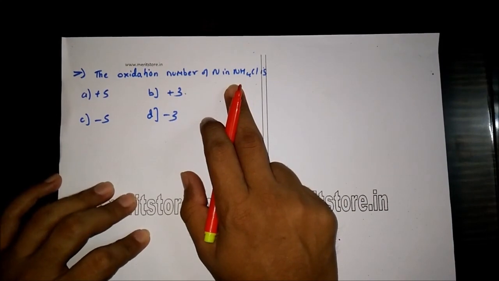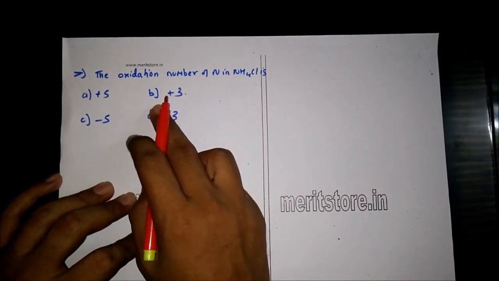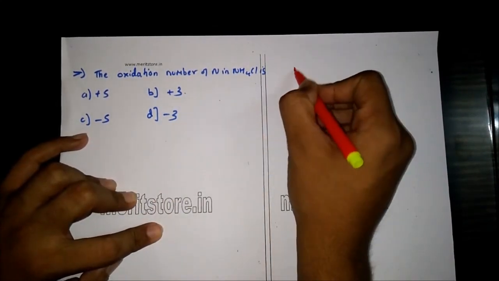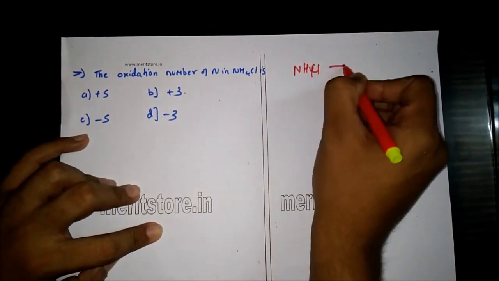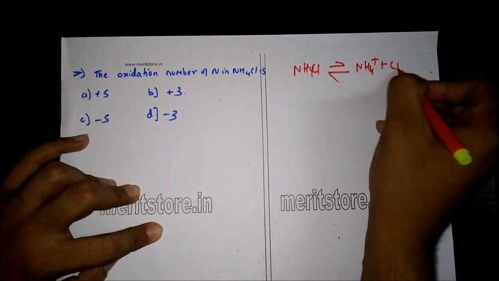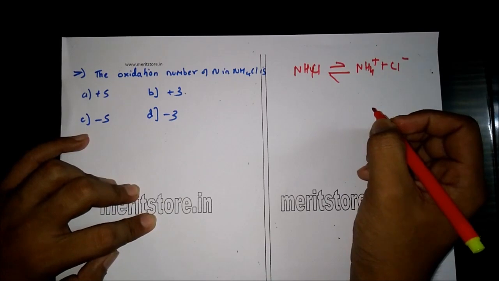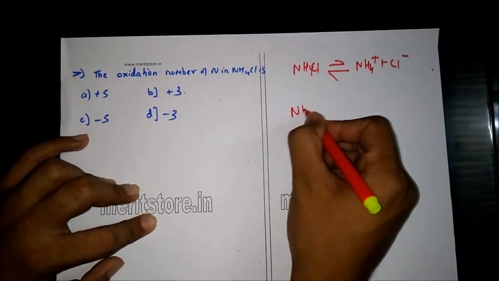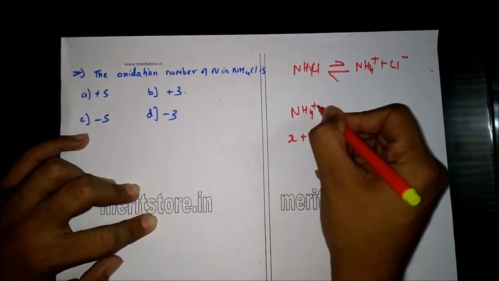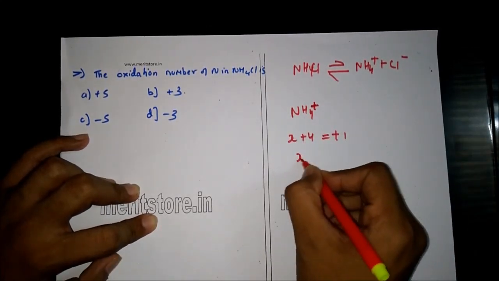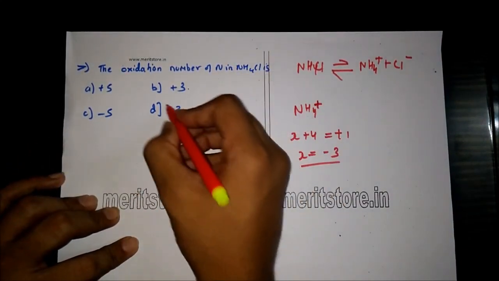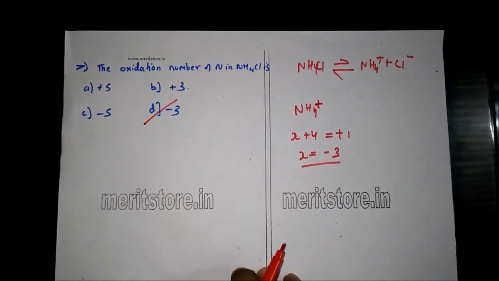The oxidation number of N in NH4Cl is A plus 5, B plus 3, C minus 5, or D minus 3. Now let's look at the reaction. NH4Cl decomposes to form NH4 plus and Cl minus. So let the oxidation number of N be X in NH4 plus. Therefore, X plus 4 will be equal to plus 1, since there's a positive sign here. Therefore, X will be equal to minus 3. The correct answer, the oxidation number of N, is therefore option D, minus 3.